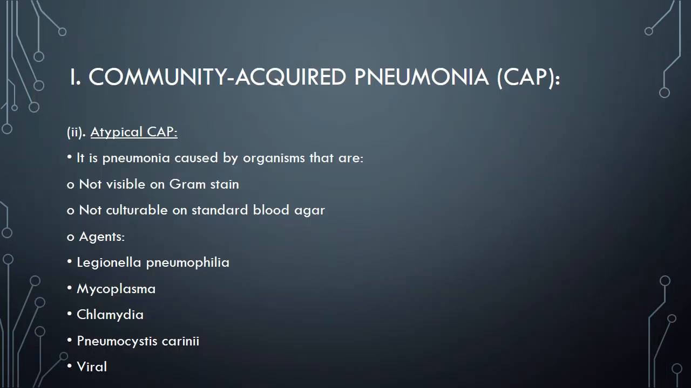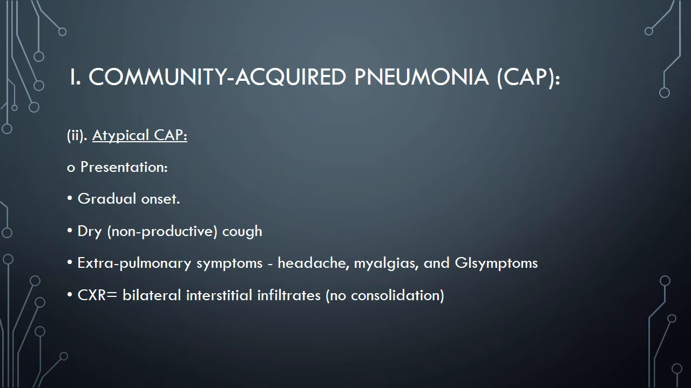So the atypical community acquired pneumonia is caused by organisms that are not visible on gram stain and are not culturable on standard blood agar. Examples: Legionella, Haemophilus, Mycoplasma pneumoniae, Chlamydia, Pneumocystis carinii, and viral infections. Atypical community acquired pneumonia presents with gradual onset of symptoms including dry non-productive cough, headache, myalgias, etc. Some GI symptoms are also present.